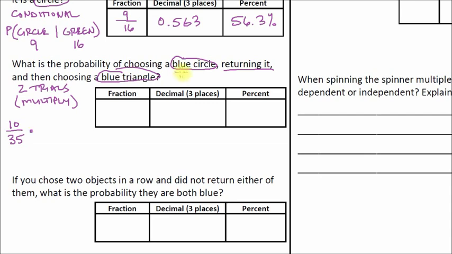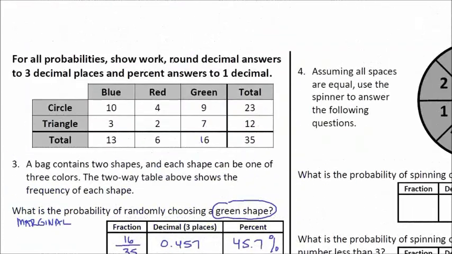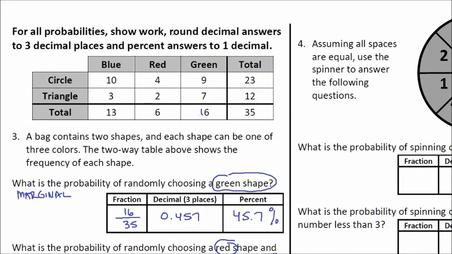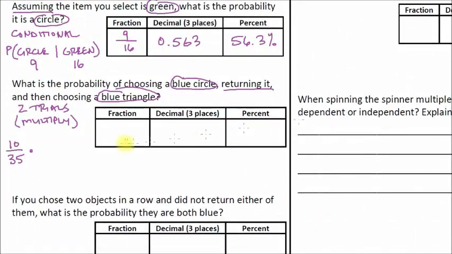Now we're going to go ahead and put that back. We're going to reach in again. We've got the same probabilities now because we returned it. And now what's the probability of choosing a blue triangle? A blue triangle is 3 out of 35. So that's going to be 3 out of 35. And if you want the probability that both things are going to happen in a row, that means you multiply. So we're going to multiply these two things together.